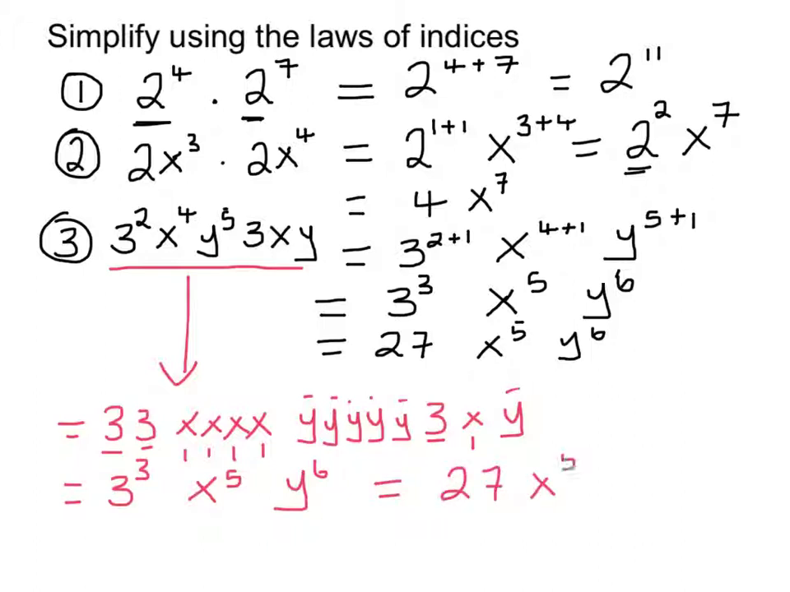27 x to the power of 5, y to the power of 6. Obviously, if these numbers were only decimals or fractions, you wouldn't be able to do it like this. Let's look at the next law I'm going to write down.